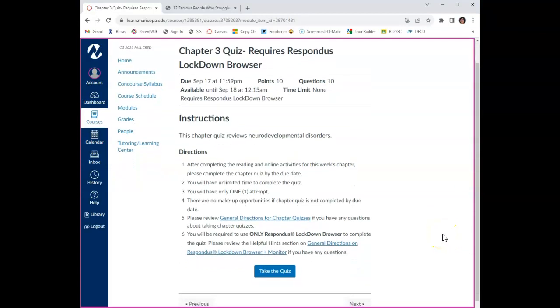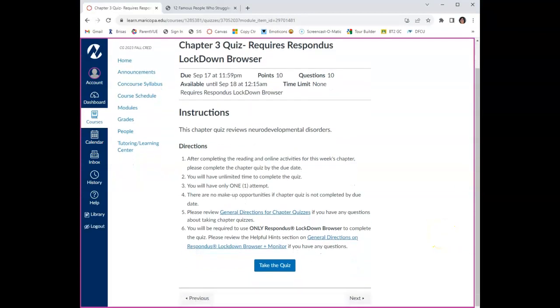The third assignment is the chapter quiz. I encourage you to spend time differentiating between intellectual developmental disorder and autism spectrum disorder, as well as know the differences between conduct disorder and oppositional defiant disorder.